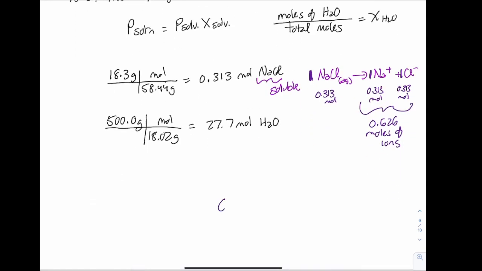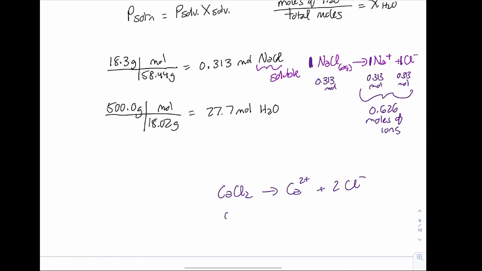Just to continue with that, if I had calcium chloride, that's going to separate into 1 calcium and 2 chlorides. So just keeping the numbers straightforward, if I had 0.5 moles of calcium chloride, I'd have 0.5 moles of calcium, but I'd have 1 mole of chloride, because there's a 2 in front of it. For every 1 calcium chloride, I have 1 calcium, so my numbers are the same. But I have 2 chloride ions, so it's twice. So I have 1.5 moles of ions once that dissociates in solution.